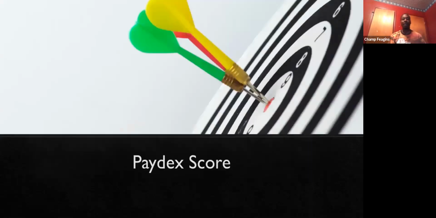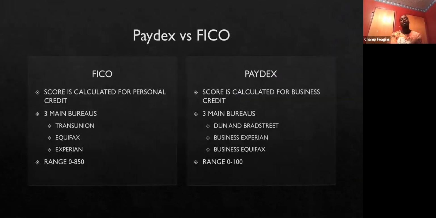All right. Now, paydex score. A lot of people don't know this paydex score. So, your paydex versus your FICO. Your FICO score is calculated for personal credit. There are three main bureaus: TransUnion, Equifax, Experian. It ranges from 0 to 850. Your paydex score is calculated for business credit. Three main bureaus: Dun & Bradstreet, Business Experian, Business Equifax. That ranges from 0 to 100. That's the difference. FICO is personal, paydex is business, and it doesn't include TransUnion. It includes Dun & Bradstreet.